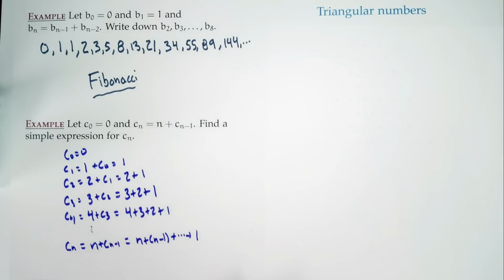Now you might say, why do we call them the triangular numbers? Well, let's look. Let's count our dots. How many dots are there? Well, that's an easy one. There's 1.